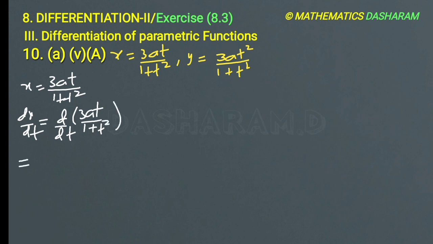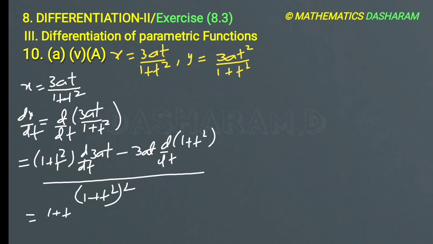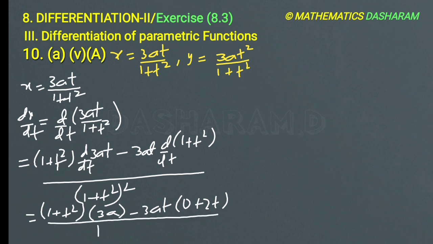So then here u by v formula, quotient rule, 1 plus t square d by dt of 3at minus 3at into d by dt of 1 plus t square all divided by 1 plus t square whole square. So 1 plus t square into 3at derivative is just 3a minus 3at into derivative of 1 plus t square is 0 plus 2t all divided by 1 plus t square whole square.